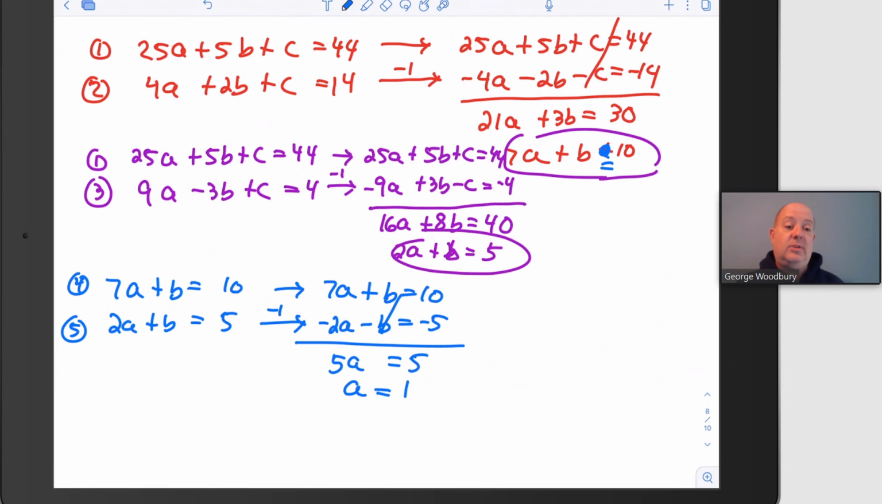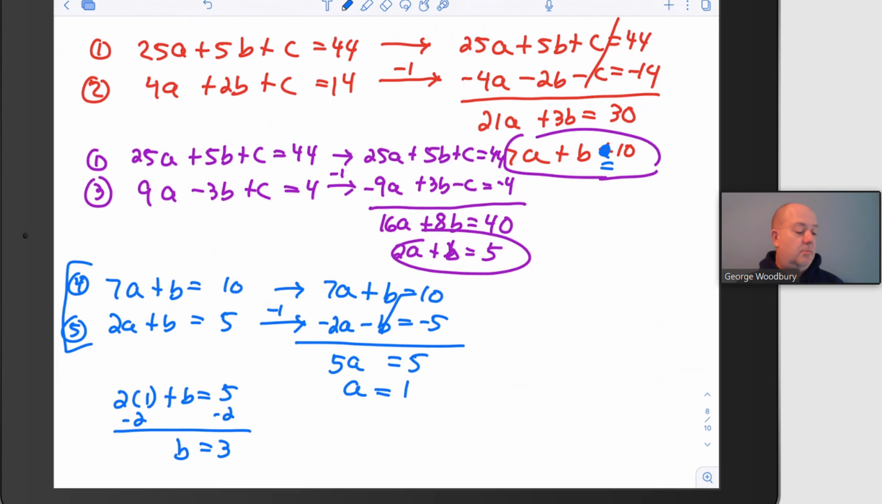I can use either of these two equations that we just used to figure out b. The bottom one looks pretty friendly. 2 times 1 plus b equals 5. 2 times 1 is just 2. Subtract the 2, get b equals 3.